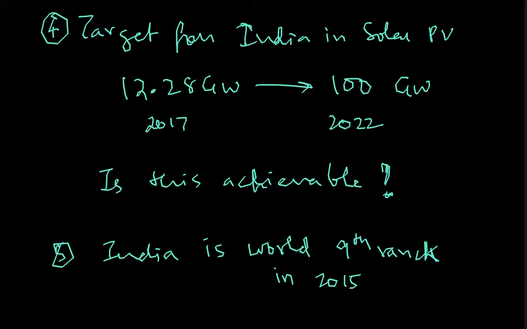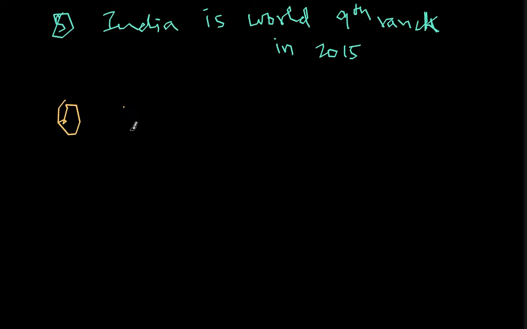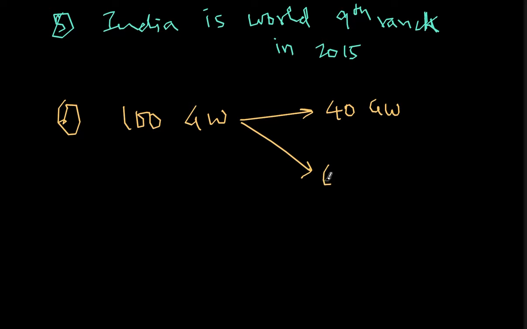There are some plans actually for how this can be achievable. The 100 gigawatt target can be split into two parts: one part is 40 gigawatts and the other part is 60 gigawatts. And the idea is this 40 gigawatt will come from rooftop solar. When we are constructing our house, at the top of our house, we can set up a rooftop solar plant. And like that, millions of people are constructing millions of houses, and all that together might reach up to 40 gigawatt. This is one target.